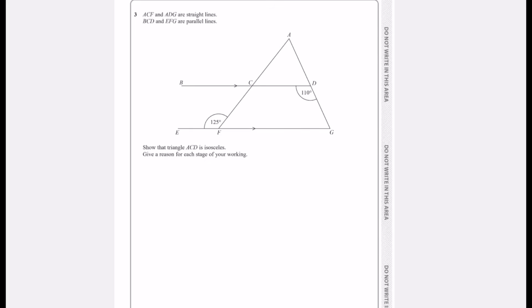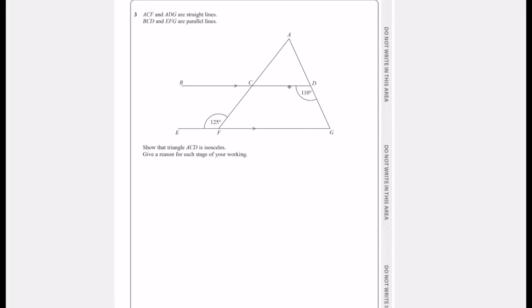Question 3. ACF and ADG are straight lines. BCD and EFG are parallel lines. So we've got 2 parallel lines here. Show that triangle ACD, that's this top triangle here, is isosceles. So 2 angles are going to be the same for it to be isosceles. And we just need to work out the angles in this triangle at the top.